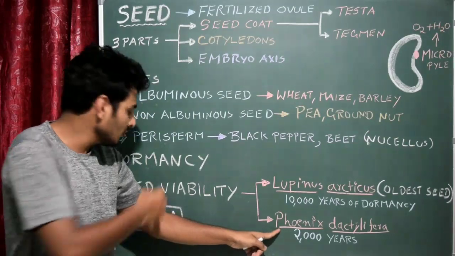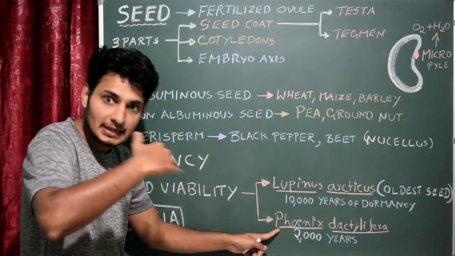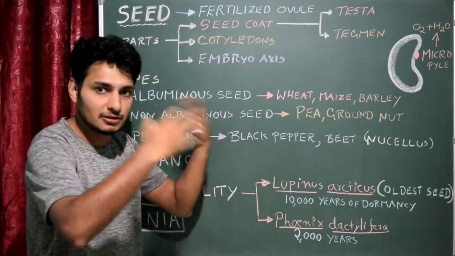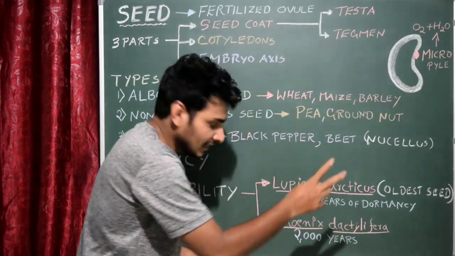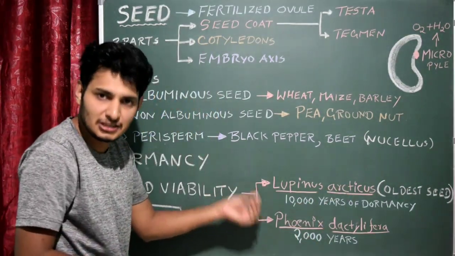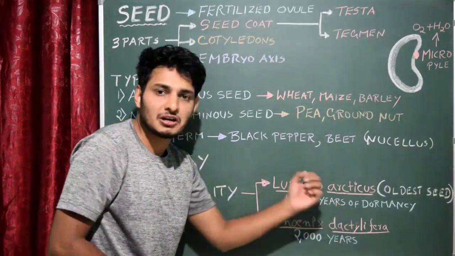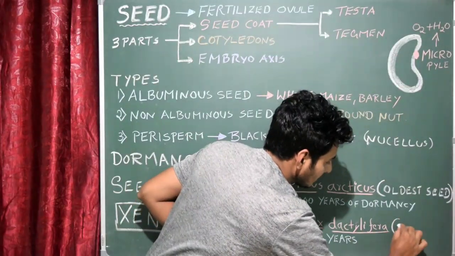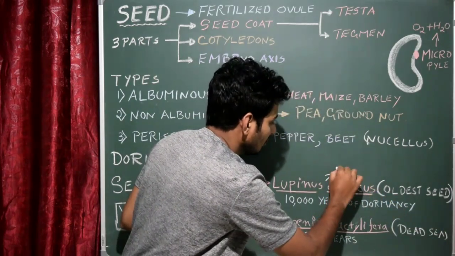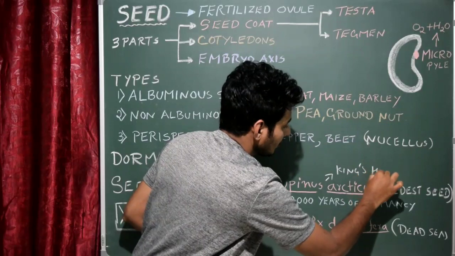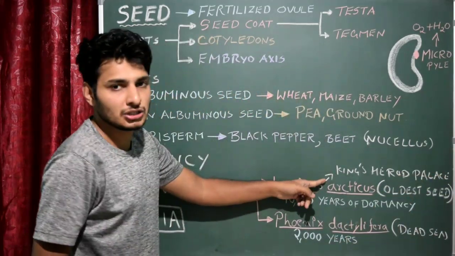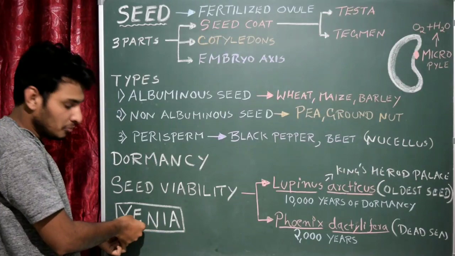The second example for seed viability: it has retained the viability, and it can still germinate if you just expose the seed to the environment. Obviously it will germinate. Phoenix dactylifera is the second example. Here it has a dormancy period of 2000 years. This is a recently discovered seed. Remember, this was discovered from the Dead Sea, and the other one was discovered from King Herod's Palace. Just remember, during archaeological excavation. Got it?